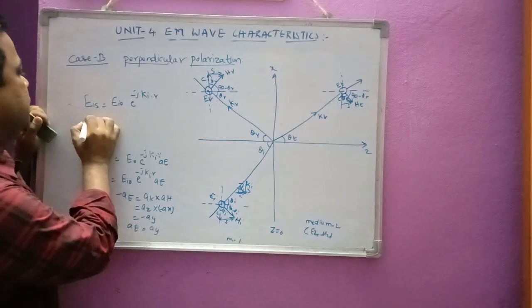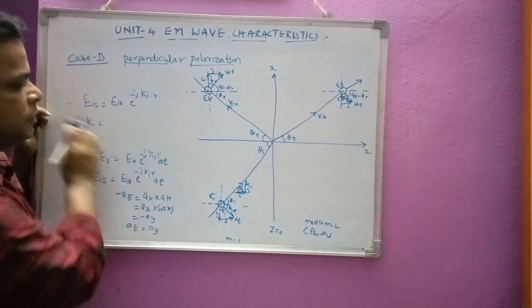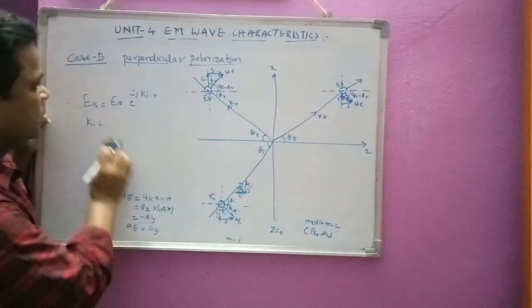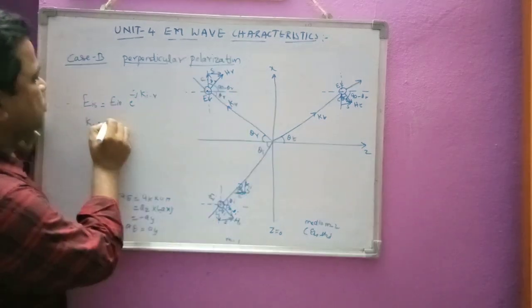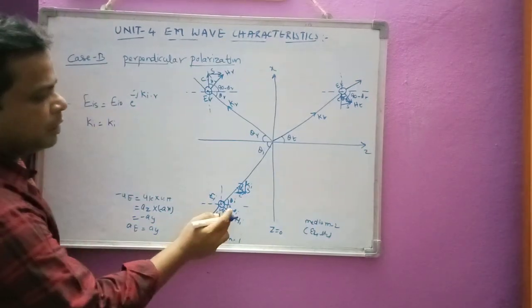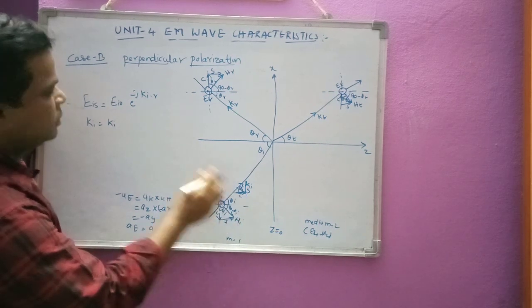Now I have to write ki here. Ki will become here as, the cosine component here is ki into cos theta I.